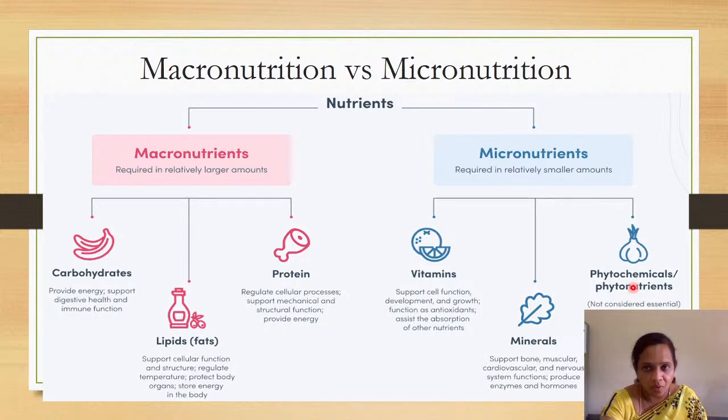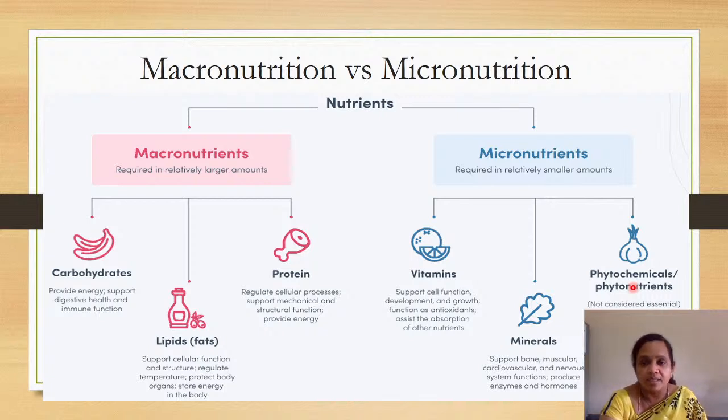Now, the two important things included in the micronutrients are vitamins and minerals. We know vitamins are required for cell function, development and growth. They also act as antioxidants. Some of the vitamins act as coenzymes in the reactions. And we also know that vitamins are of two types: fat-soluble vitamins and water-soluble vitamins. They are so important that if there is a deficiency of these vitamins, it will lead to manifestations.